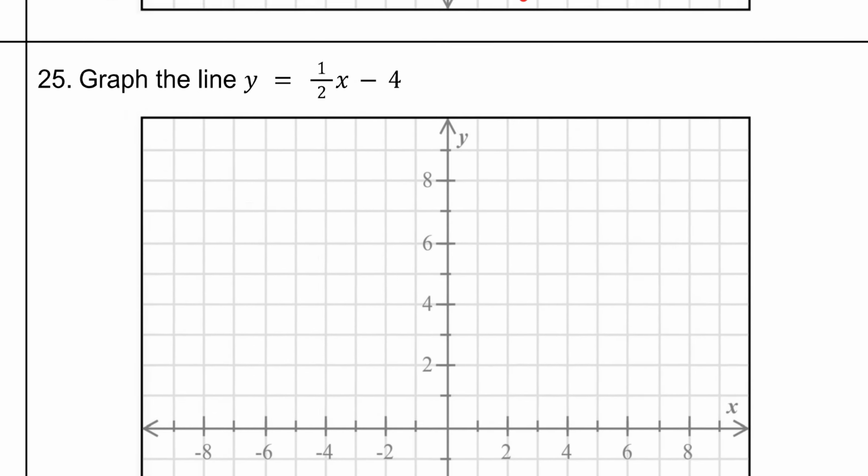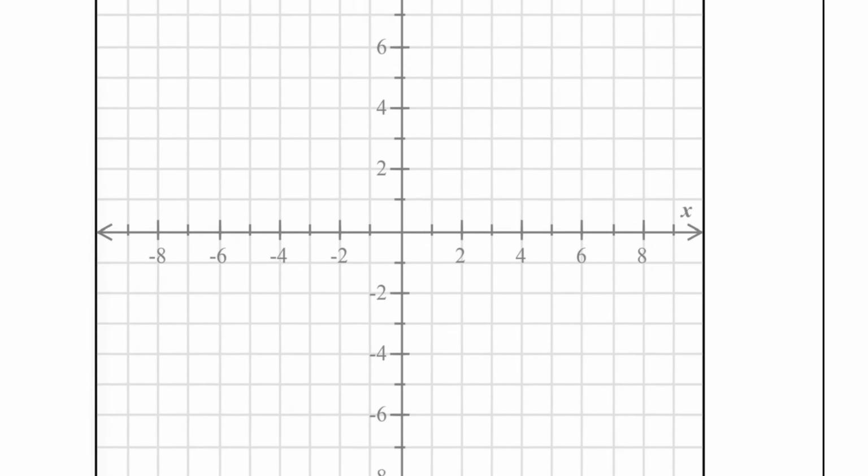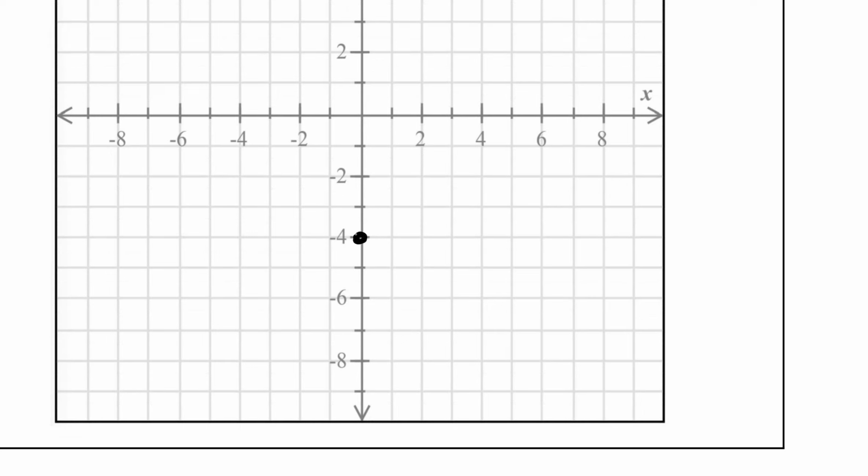Moving on to question number 25, I need to graph this linear line here. Let's take a look at my slope here, which is 1/2. That means we go up. I always go up first, up 1, and since it's positive, I go right 2. And I have a y-intercept of negative 4. So I'm going to start here. Here's negative 4. And as mentioned in the previous step, we need to go up 1, and we go right 2. So up 1 and right 2 is over here.